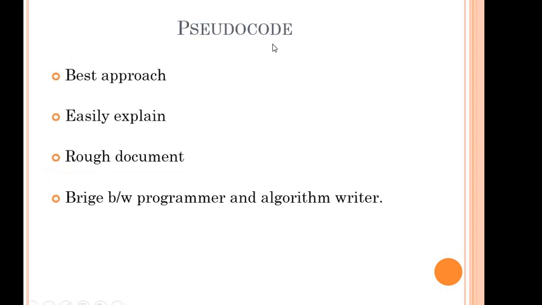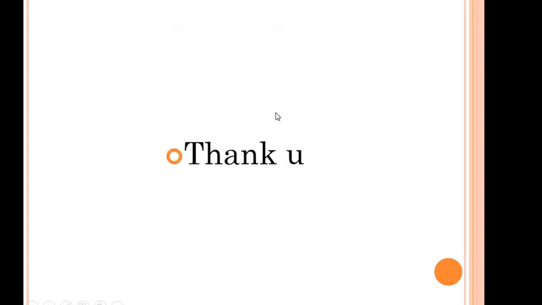So pseudocode is the best approach to explain the algorithm, and it easily explains each and every step. It is a rough document of a program. It acts as a bridge between the programmer and the algorithm writer. Thank you very much.